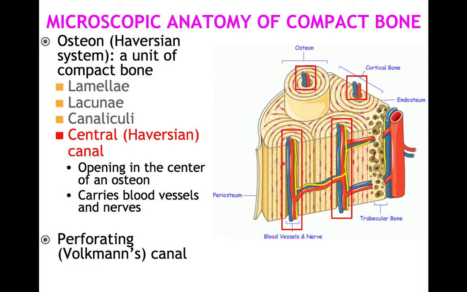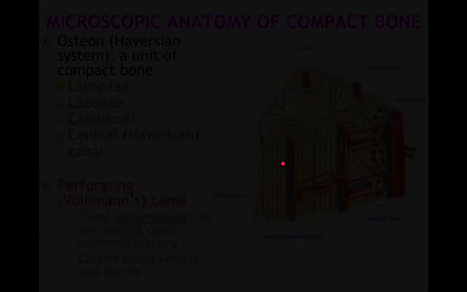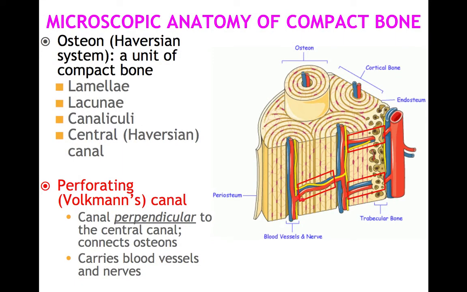But in addition to that, you also have these perforating canals, also called Volkmann's canals, that run perpendicular to the central canal. And what they do is they connect across between osteons, and they carry blood vessels and nerves, and they connect back to the more major blood vessels that are found in the medullary cavity.